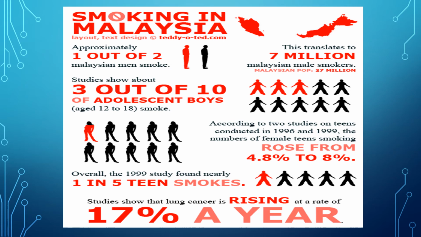According to studies on teens conducted in 1996 and 1999, the numbers of female teen smoking rose from 4.8% to 8%. Overall, the 1999 study found nearly 1 in 5 teens smokes. Studies show that lung cancer is rising at the rate of 17% a year.